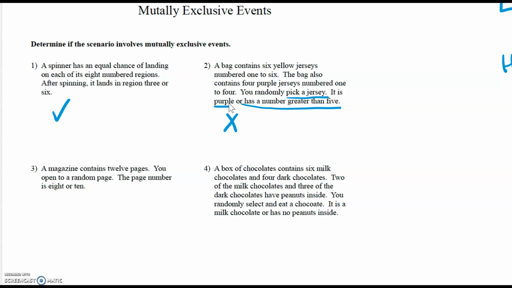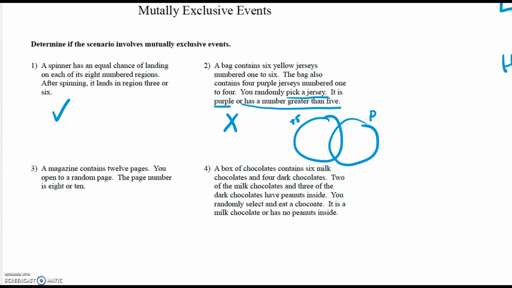So if you imagine your Venn diagram, here would be your yellow, here you would have greater than 5, and this would be purple, and you would have overlap between that where you've both got one that's greater than 5 and is purple.